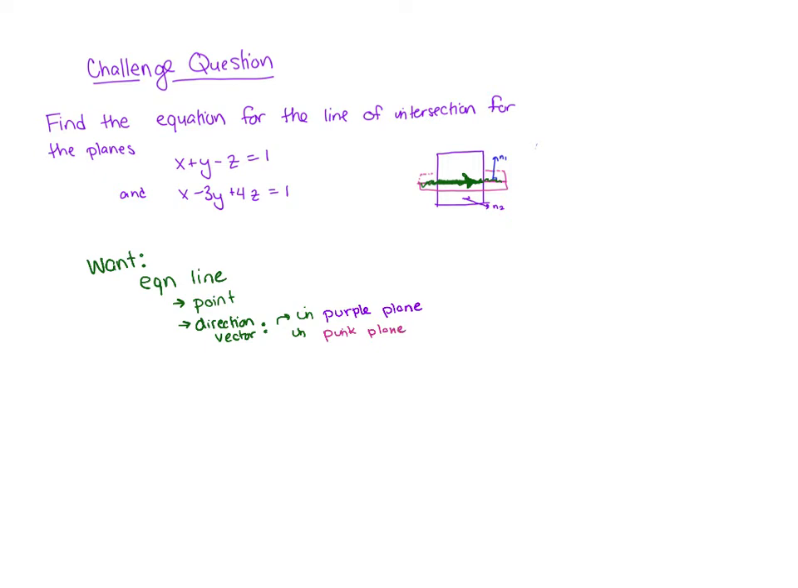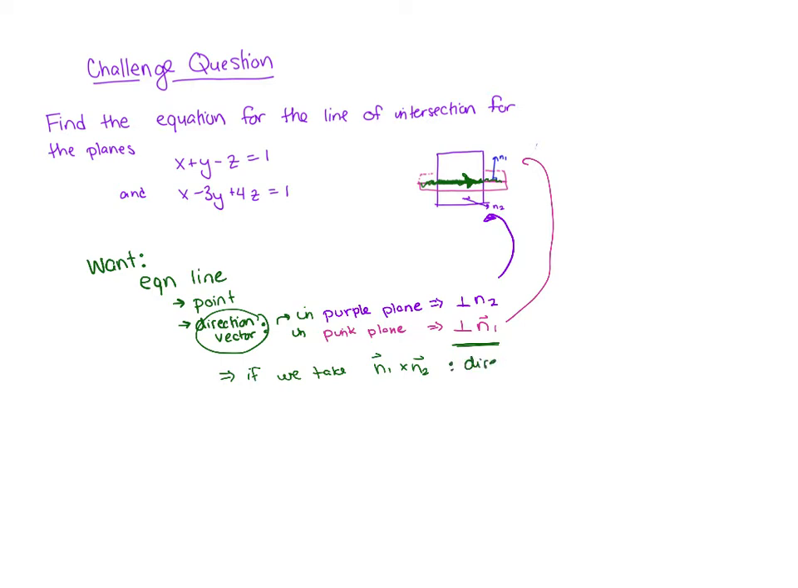Since it's in that purple plane, it must be orthogonal to the normal vector to that purple plane. So it's orthogonal to that normal vector, n2. And since it's in the pink plane, it's orthogonal to the normal vector of that pink plane, which I've called n1. So the direction vector of this line is orthogonal to both n1 and n2. Therefore, if we take n1 cross n2, the cross product of those two normal vectors, I get a vector which is orthogonal to both of them. That will give me the direction vector of the line.